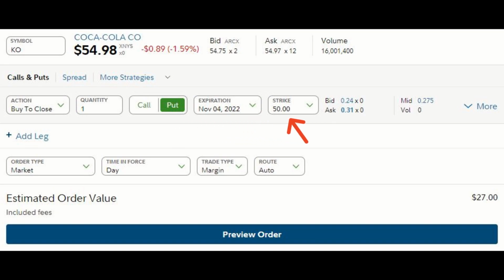It's that $50 strike. And you can see there's the bid and ask. It's a pretty decent size spread between $24 and $31. But right around the middle, it would cost us $27. So that's what it would look like if we wanted to buy to close and get out of this contract.